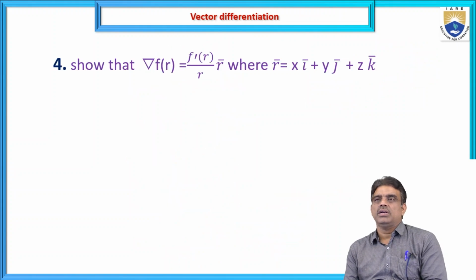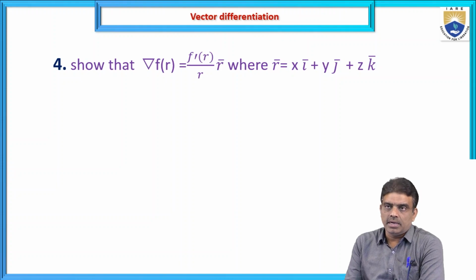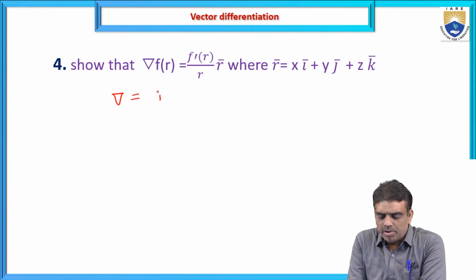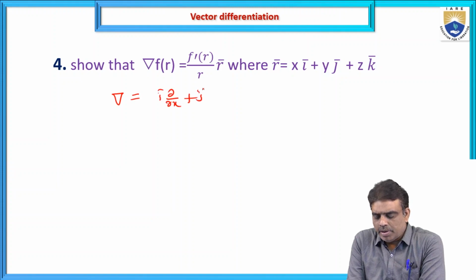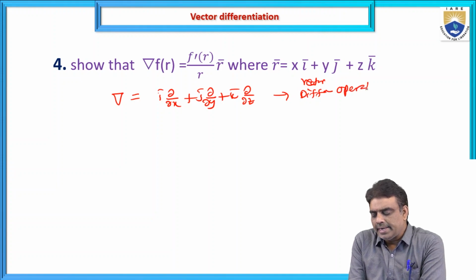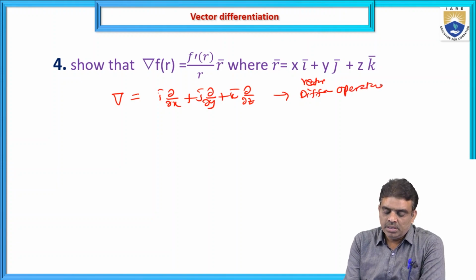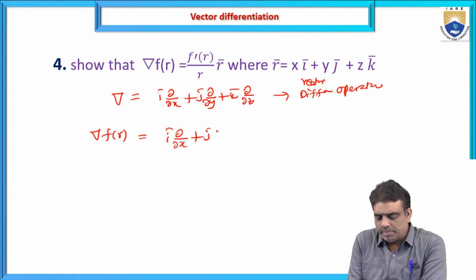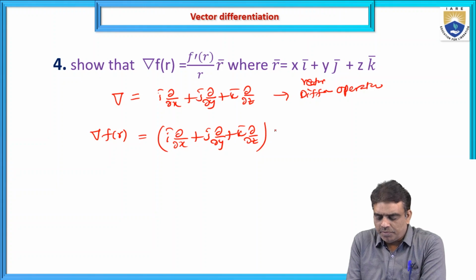This is the operation on f of r with the nabla. What is del? Del is i bar dou by dou x plus j bar dou by dou y plus k bar dou by dou z, which we call the vector differential operator. Right. Now find grad f of r. Grad f of r means i bar dou by dou x plus j bar dou by dou y plus k bar dou by dou z of f of r.